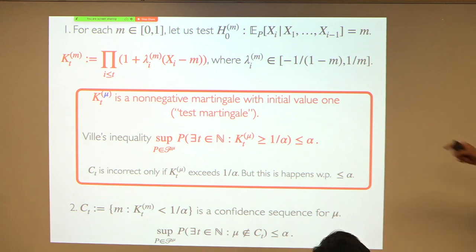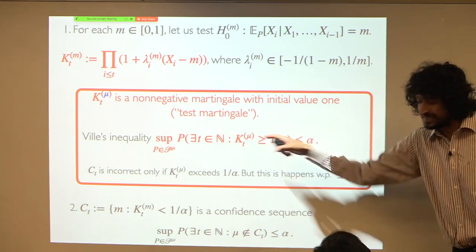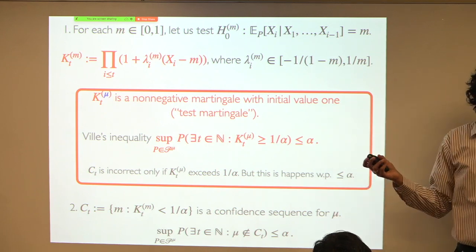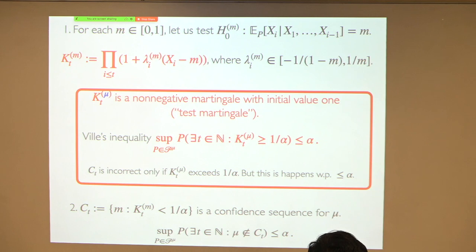And then yesterday we saw this fundamental inequality, Ville's inequality, which says that the probability that my capital process ever exceeds 1 over alpha is at most alpha. That particular capital process. Essentially my confidence set is incorrect, I make a mistake, only if I kick out mu. What does it mean to kick out mu? It means K_t^mu exceeds 1 over alpha. But this theorem says that the probability of that happening is at most alpha. So with high probability, I don't kick out mu, because for that particular game I'm playing a fair game, and my capital process starts off at 1. It's a non-negative martingale. It fluctuates, and it doesn't exceed 1 over alpha.